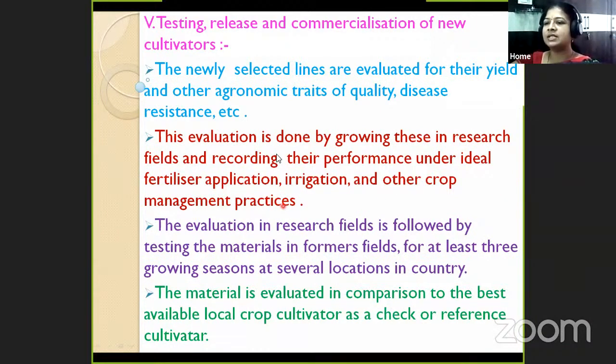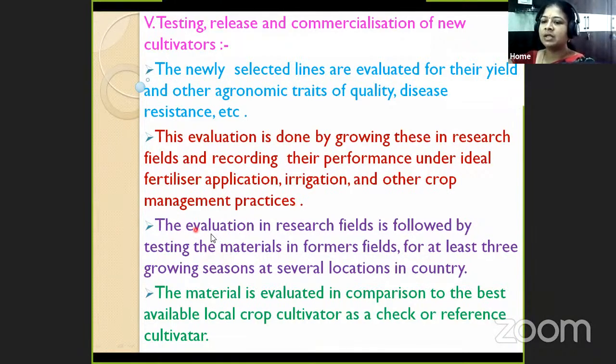So this evaluation is done in the research field, recording the performance of hybrid plants under ideal fertilizer application. Suitable fertilizers are applied for the particular hybrid cultivation, along with suitable irrigation methods and some other crop management practices.